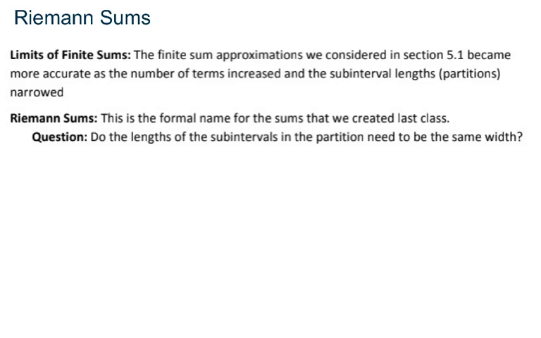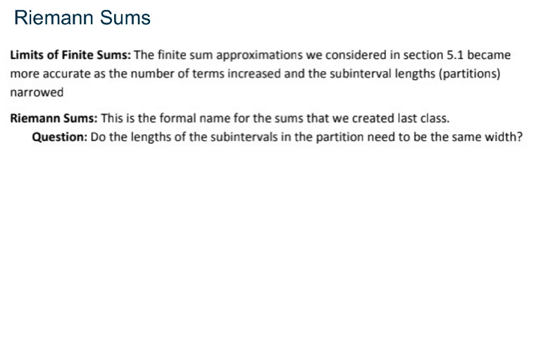So we're going to begin talking about limits of finite sums. The finite sum approximations that we considered previously, drawing those rectangles and adding them up, became more accurate when the number of terms increased, meaning we created more rectangles of shorter interval length, right? So as these subinterval lengths or partitions narrowed, the sum became more precise. And so the idea here is how small of a width can I make all of these partitions on these rectangles? So we look at creating increasingly more rectangles of a smaller width.